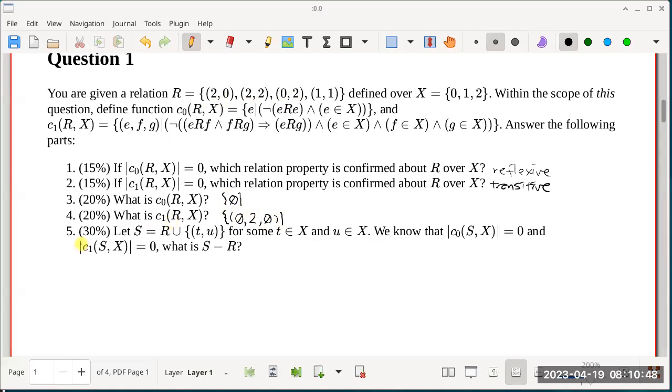All right, so number 5 is asking if we let S as a set which is based on R, but we also add an extra element TU in it. T is an element of X, U is an element of X. We know that when we look at this new relation S, C0 of Sx is 0, which means it is reflexive. And we also know that C1 of Sx is also a 0, which means it is, oh, okay, so that doesn't work out.